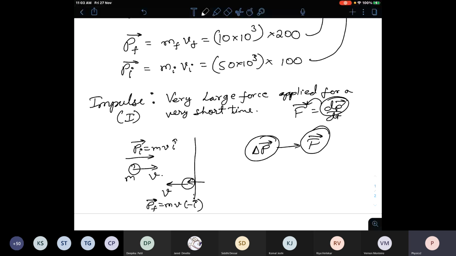But if the time is very short and we are not able to measure it, that force will be called impulse. We know there is some force, but we are calling it with a different name, that is impulse. That's it. So impulse is basically force only, but for a very short time, like that you can understand. Now is it clear?